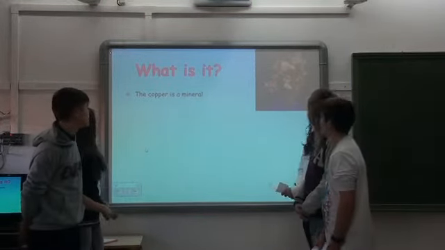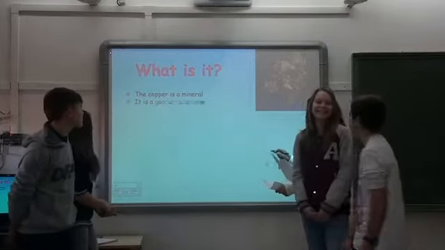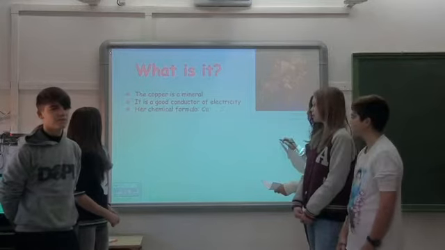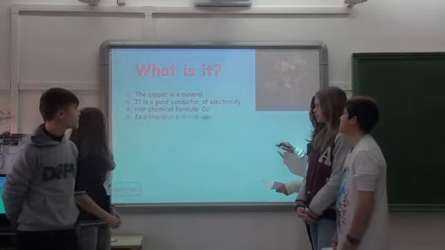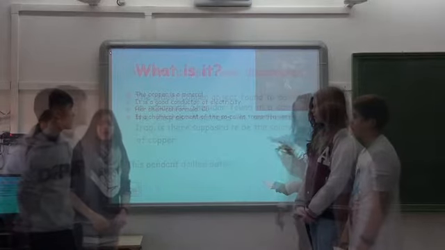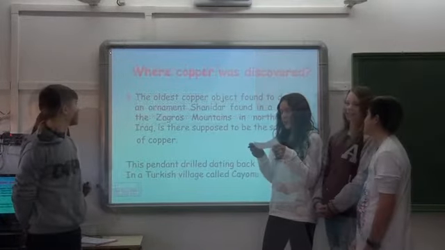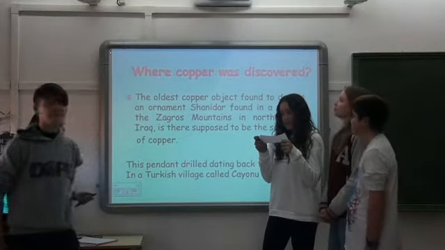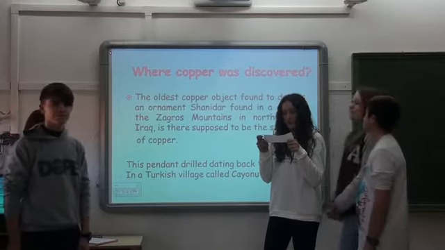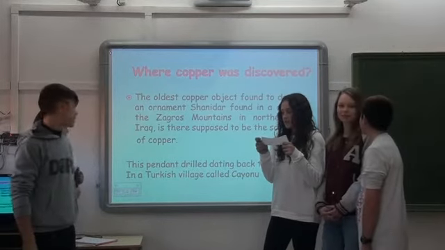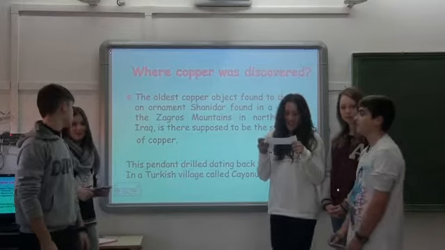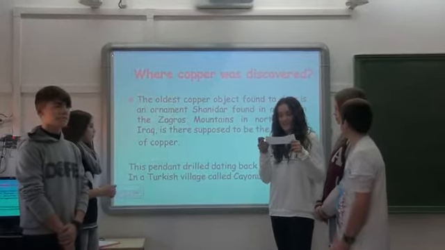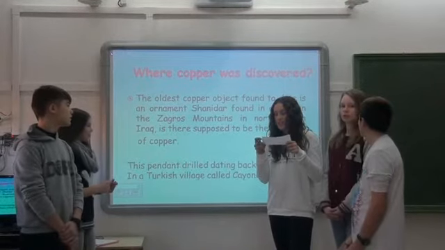What is it? Copper is a mineral. It is a good conductor of electricity. Its chemical symbol is Cu. By discovery, the oldest copper object found today is an ornament, a pendant found in a cave in the Zagros Mountains in northeast Iran, supposed to be the source of copper. This pendant dates back to 9500 BC, in a village called Cayonu Tepesi.